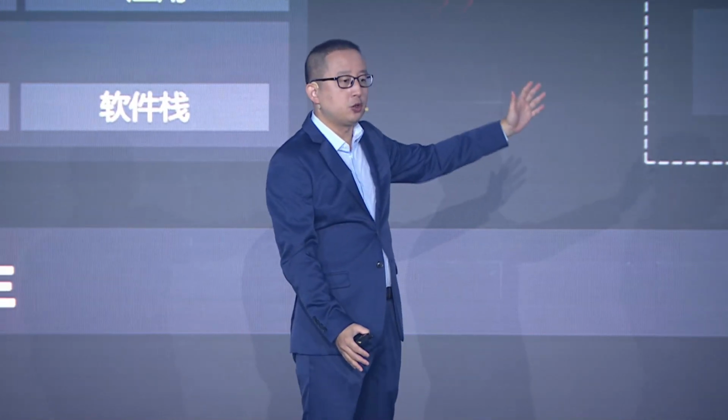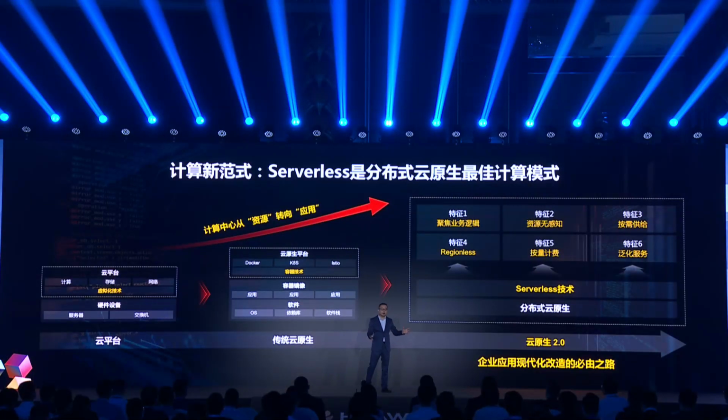By doing so, we can unleash resources of the cloud and the expertise, and companies can focus on the areas they are strong at. With such a computing new paradigm is serverless. So in today's conference, I will share with you our new thoughts and progress related to serverless. My colleague Xu Feng will elaborate on that.